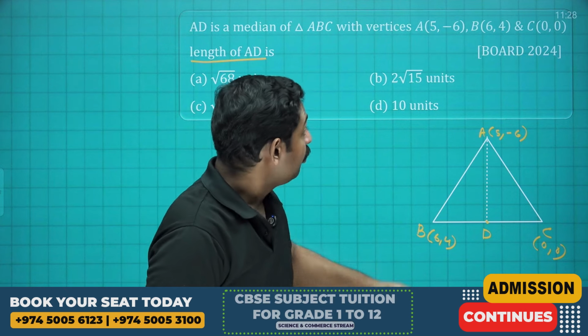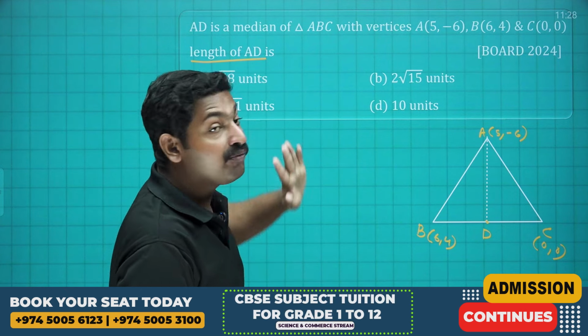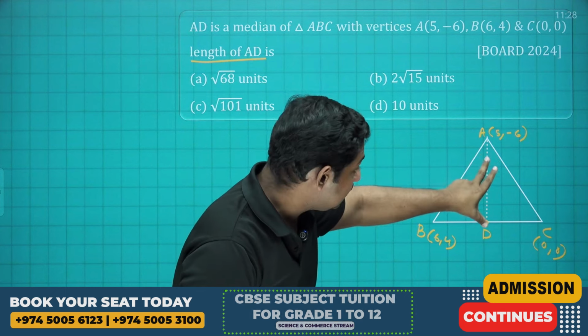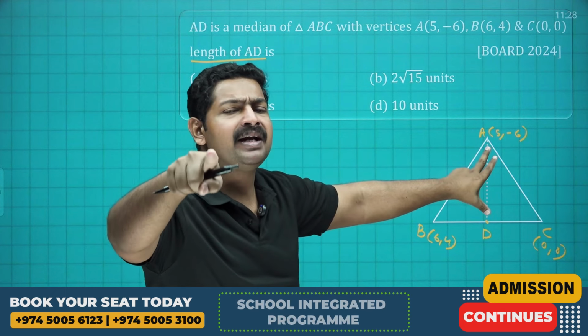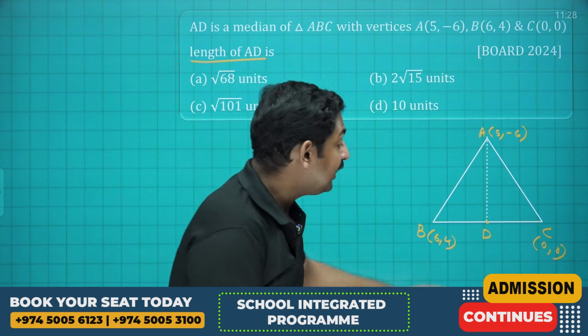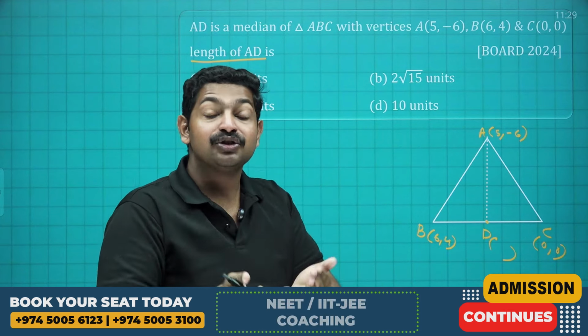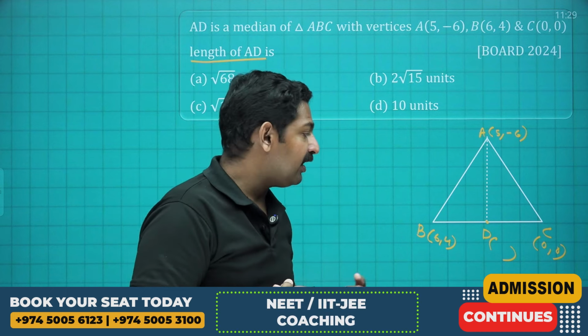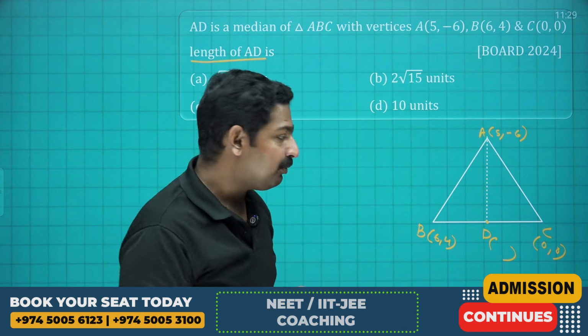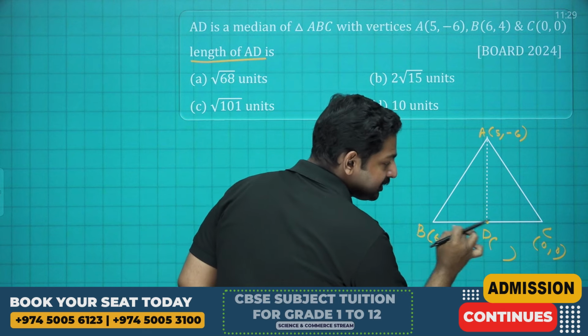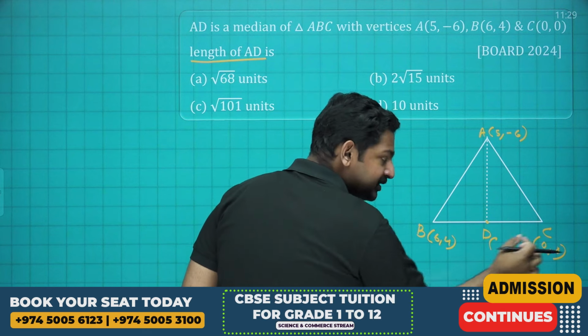Okay, now what we need to find out? We need to find out the length of AD. To find this length by using the distance formula, we need the coordinate of D also, correct? So how can we find it? We can find it by using the midpoint formula, because here D is the midpoint of BC, and both B and C are given.